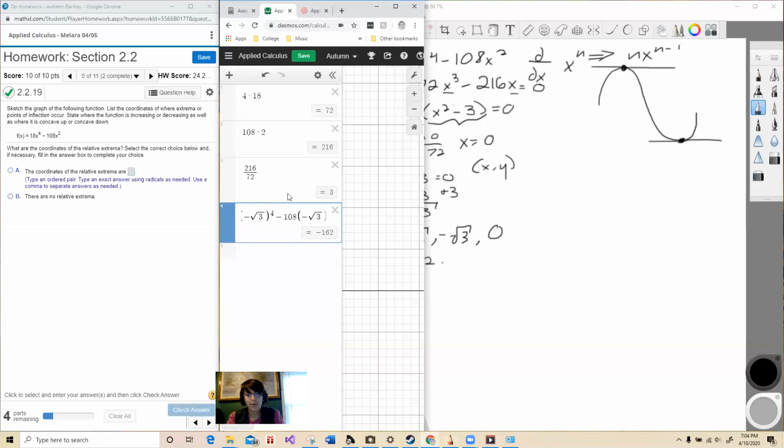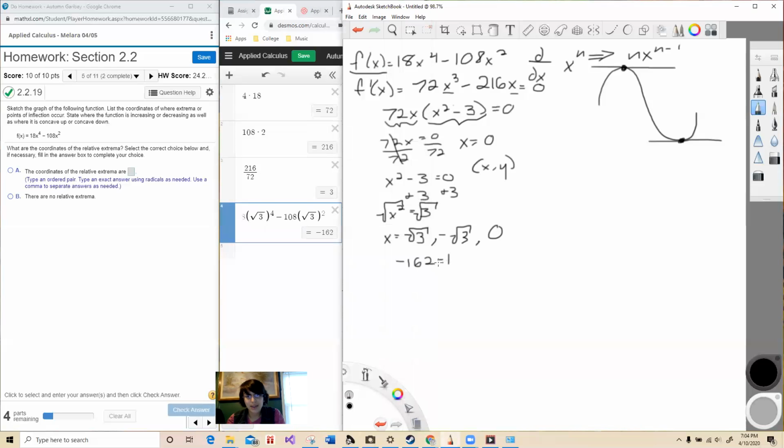So we have that. Let's find it for positive root 3. And what do you know? We get the same answer because when we square our values, a negative times a negative equals a positive, and we get the same value because they end up being the same value squared, or raised to the 4th power.